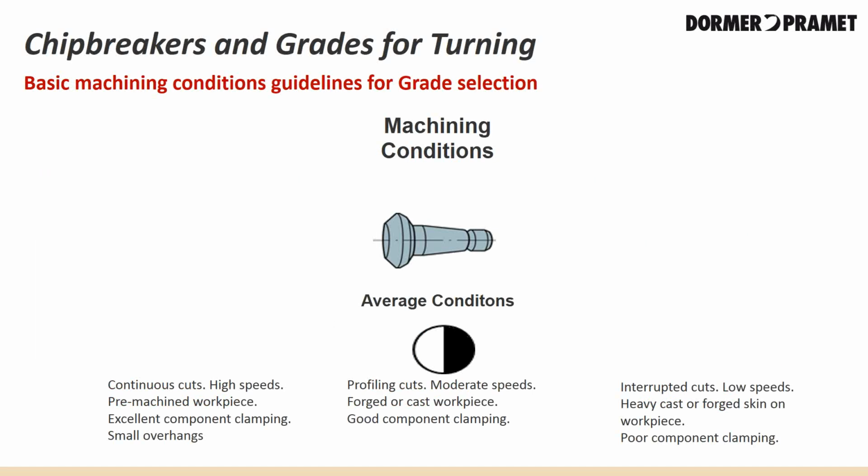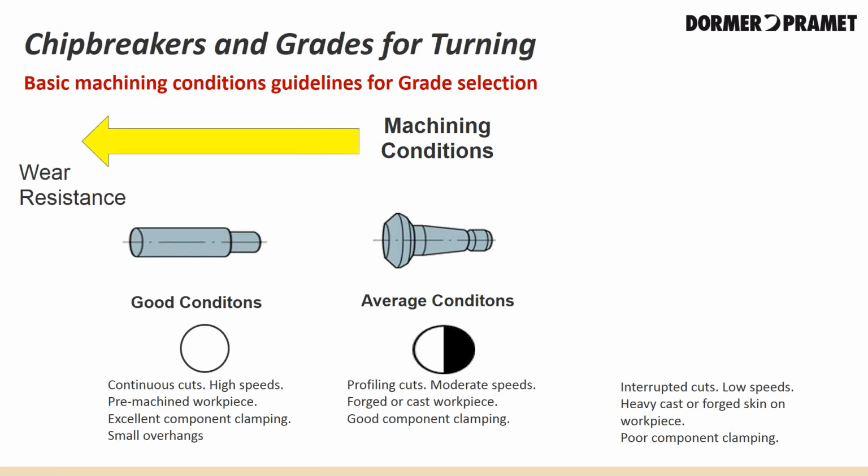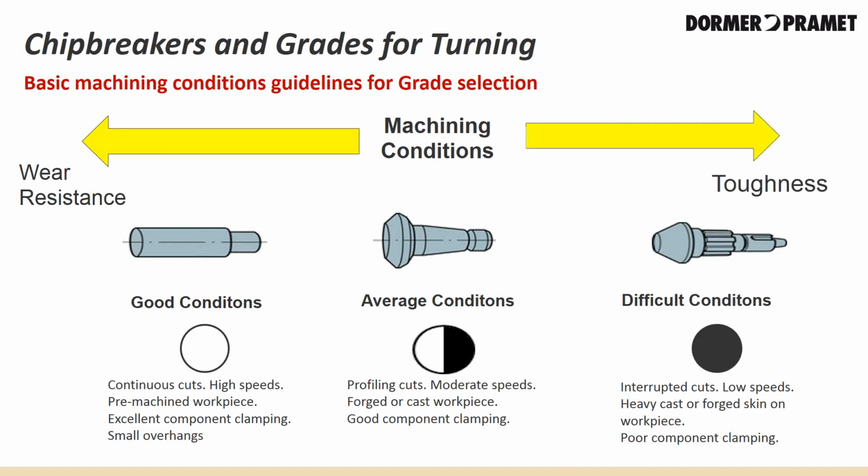Grade choices are determined by your machining conditions. You see up here average conditions. They're for the profiling cuts, moderate speeds, forged or cast workpieces. You have good clamping of the component. And to the left here, you'll have continuous cuts, high speeds, excellent component clamping, small overhangs, but more so you'll have an insert that is more wear resistant. And on the right hand side, you have the interrupted cuts, the lower speeds, the heavy castings or forged skins on the workpiece, and possible poor clamping conditions, and you would need a tougher insert.